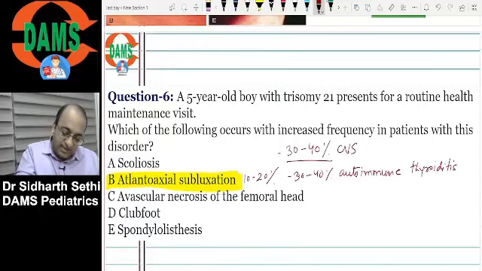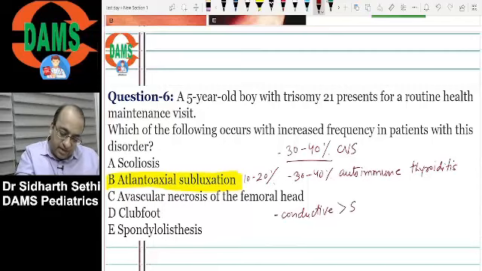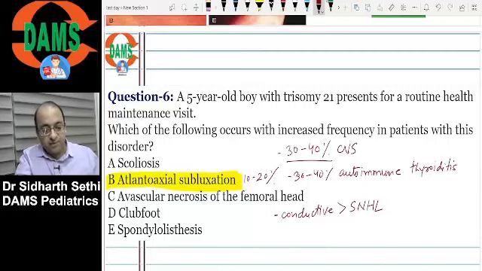Lastly, but not the least, remember Downs most commonly have conductive deafness. Somehow, in your exam, they very commonly ask about deafness. Downs most commonly has conductive deafness, but they can also have sensorineural hearing loss. So both kinds of deafness can be seen in Down syndrome. Other abnormalities are not seen in Downs.